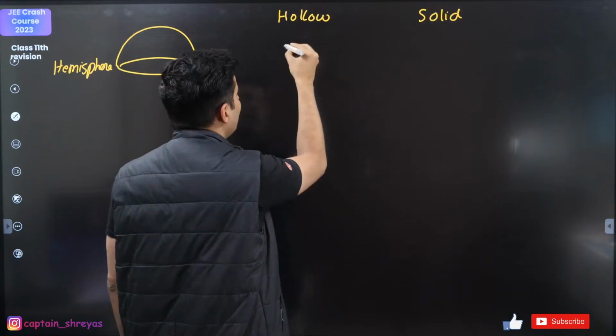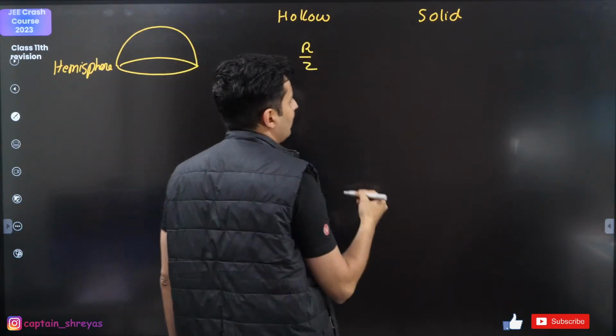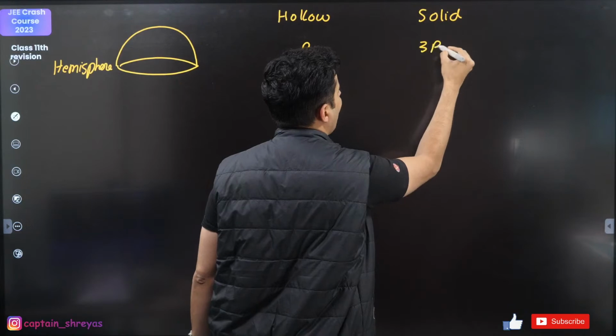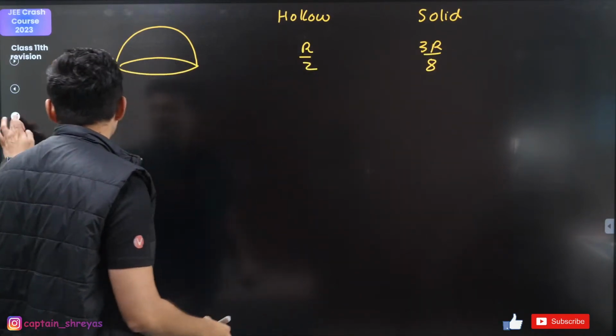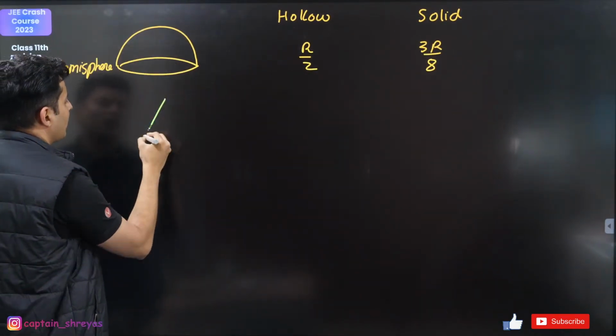Is it R by 2 for this one or this one? For solid, it is lower. Hollow, it is, I think, R by 2. And for solid, it is a little bit lower. It is 3R by 8. Very good, guys.